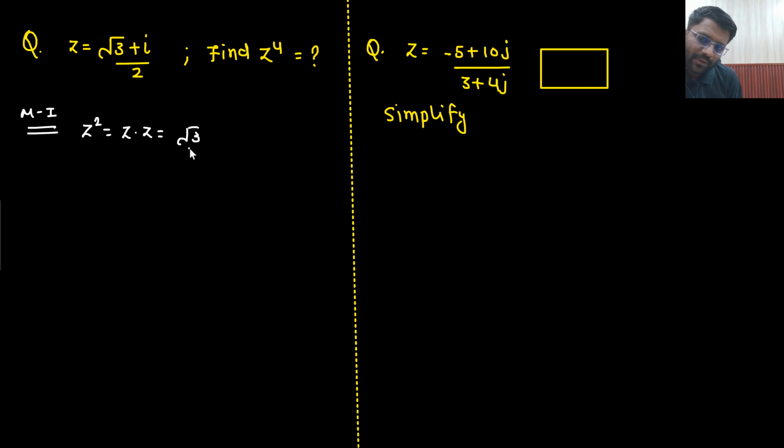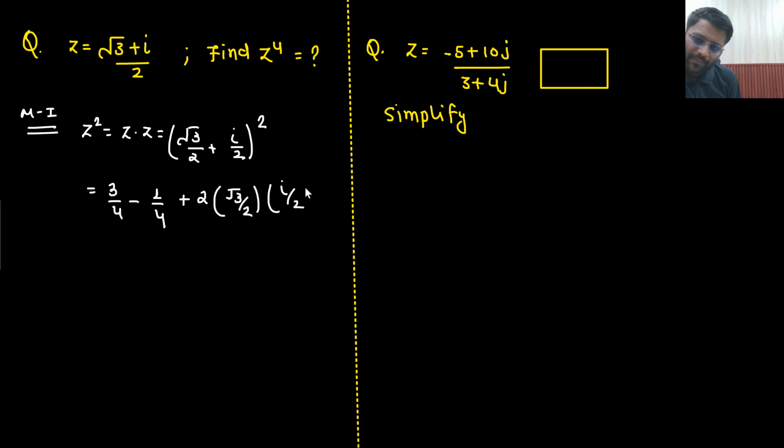So that would be root 3 by 2 plus iota by 2 multiplied with root 3 by 2 plus iota by 2. Basically you need to do the square. So when you do the square, what will you get? a square plus b square, where the square of iota square divided by 4 would be 1 by 4 minus 1 by 4. Why minus 1 by 4? Because iota square is minus 1, and 2 square will be 4. So minus 1 by 4 plus 2ab. Right? So what you are getting? 1 by 2 plus iota root 3 by 2.